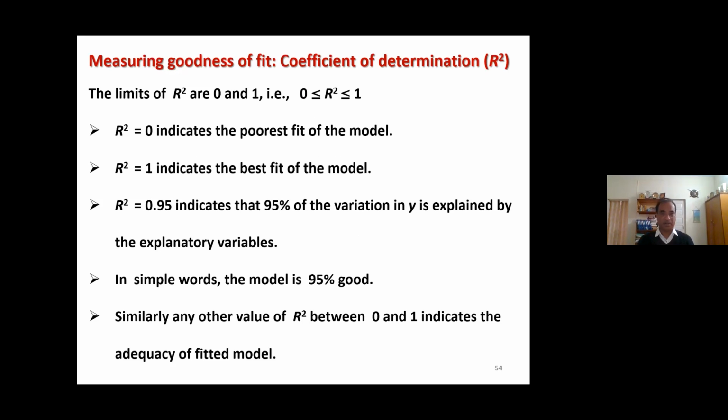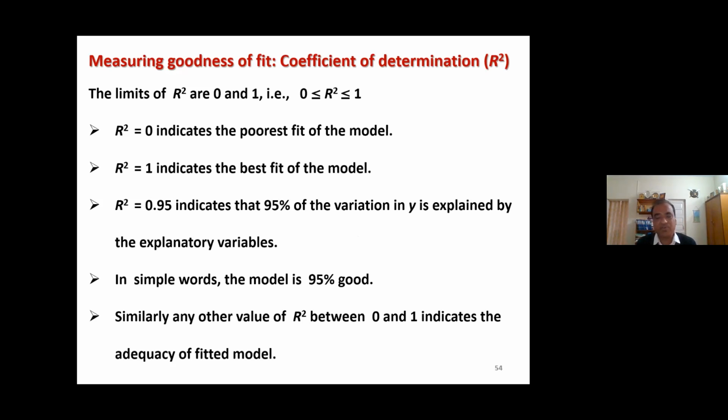Now, how to interpret it? This R square lies between 0 and 1. If R square equals 0, that means this is the poorest fit, and none of the variables is important. And if R square equals 1, that means all the points lie exactly on the straight line or some p-dimensional figure. So R square equal to 1 indicates that this is the best fit of the model.